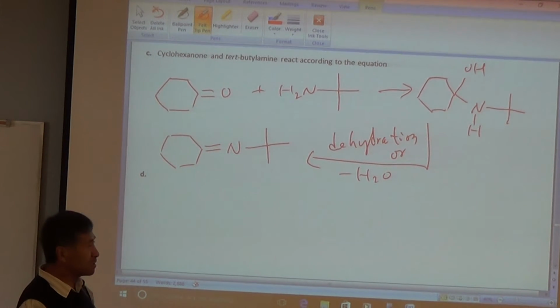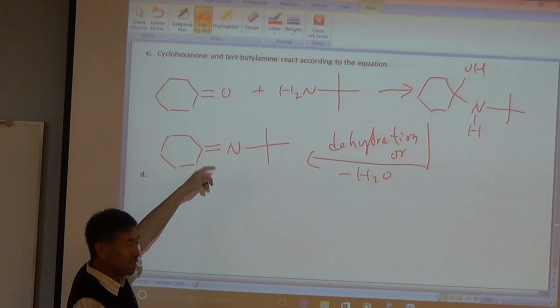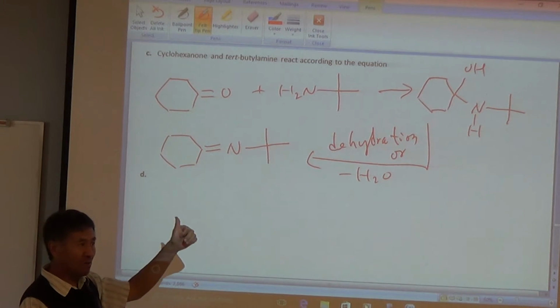What about the ring? The ring doesn't matter either. You can use this ring, that means you have a ketone, okay? And in a few examples, we also have aldehyde.